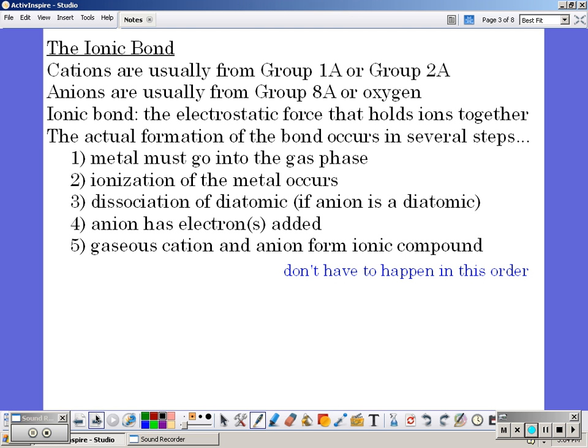The actual formation of this bond occurs in several steps. We have to take the metal from the solid state that it's found in at room temperature and change it to the gas phase. Then the ionization of the metal has to occur; the metal has to lose the electron. Dissociation, if it's a diatomic, has to happen, so F2 becomes 2 fluorine atoms. And then the anion has to have the electron added to it, or electron affinity. Then we take our gaseous cation and our gaseous anion and put them together. So it doesn't happen in one step. It happens in a series of steps. However, it doesn't have to be a rigid 1, 2, 3, 4, 5. It's just that these 5 things have to happen at some point.